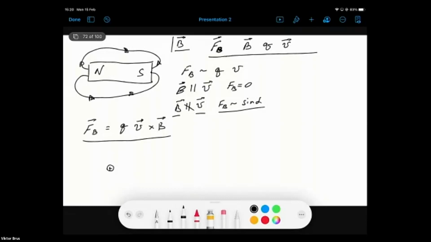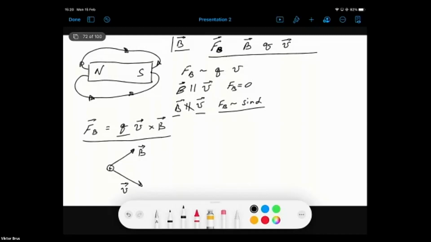We need to keep in mind which charge, positive or negative, we are dealing with, because here we have this Q, and this takes into account the sign. So for positive, we obviously have plus, for negative, minus. So if we have some positive charge and some velocity vector, and our magnetic field oriented like this, then we can use the rule of the left palm.